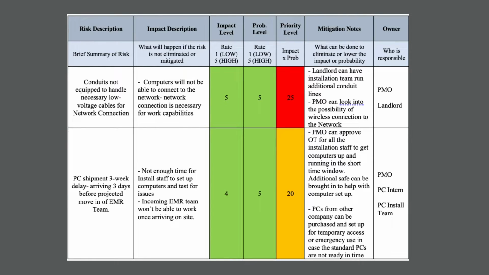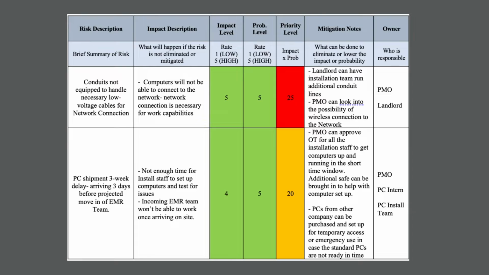It can either be resolved by the landlord, the installation team can run additional conduit lines, or the PMO can look into the possibility of a wireless connection to the network so we can totally avoid those lines. And who would be responsible for that will be the PMO and the landlord.